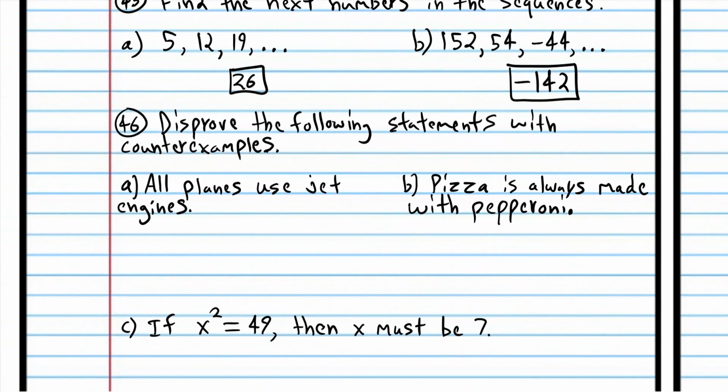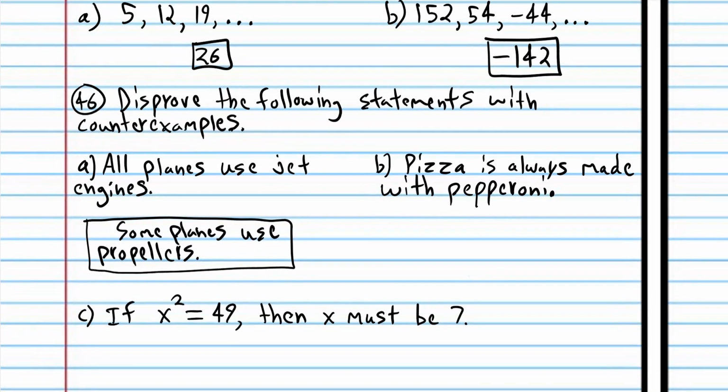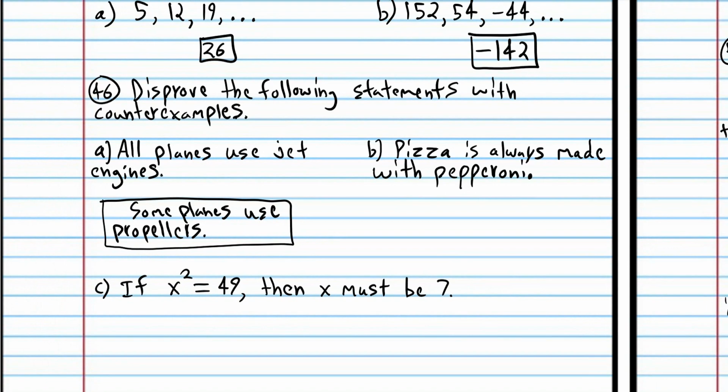All right, disprove the following statements with counterexamples. All planes use jet engines. Come up with a counterexample that disproves that. When you come back, we'll do it together. All right, we're back. Some planes use propellers. So that disproves the idea that all planes use jet engines. Some planes have engines that use propellers. All right, now try part B, and when you come back, we'll do it together.